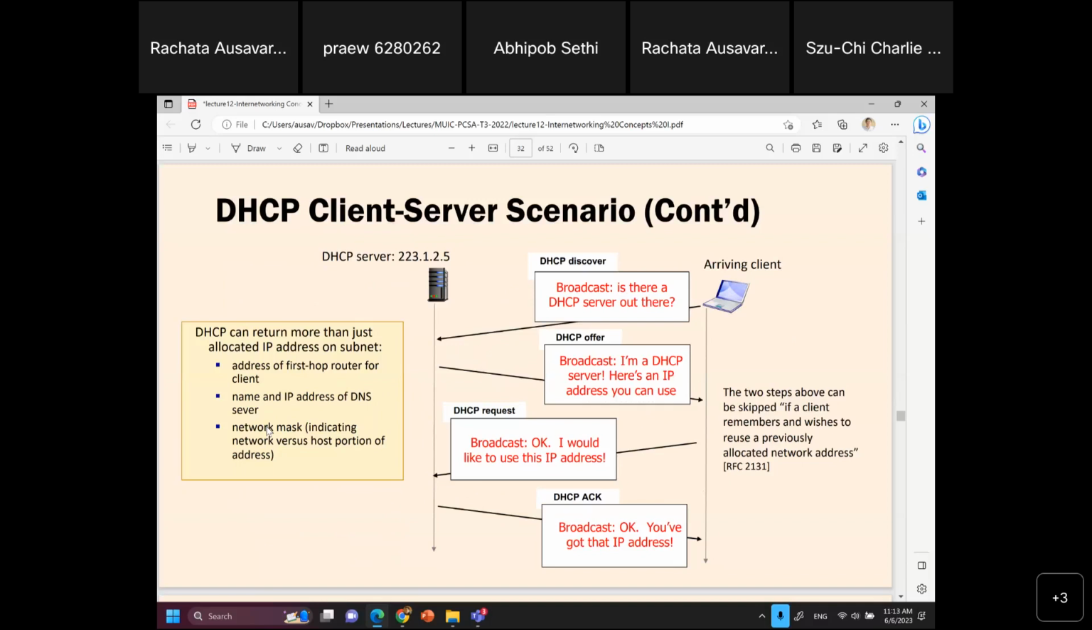Two hops. Not two hops, two round trips. Are you there? I need an address. Okay.